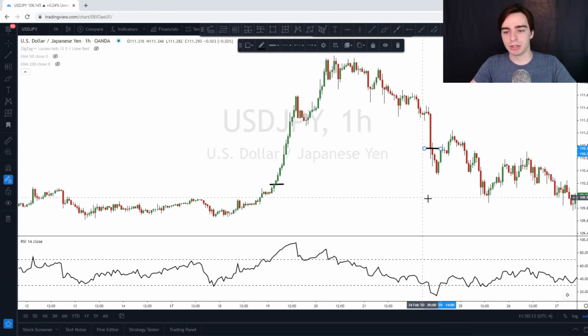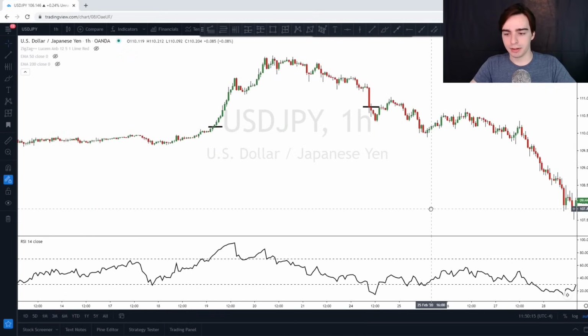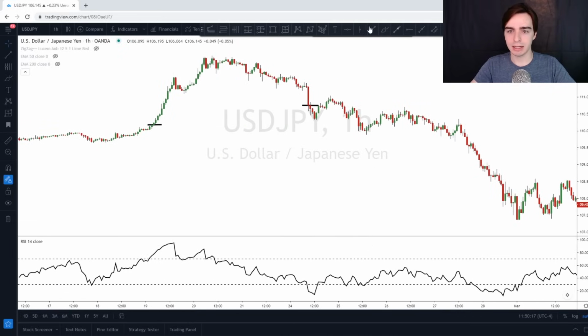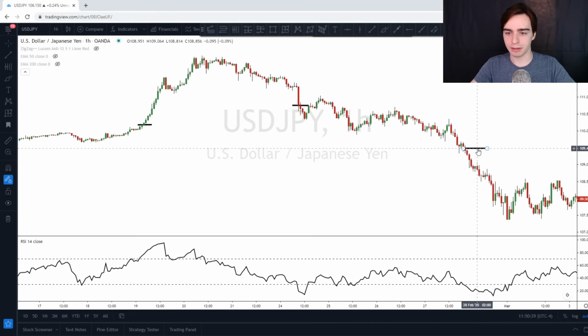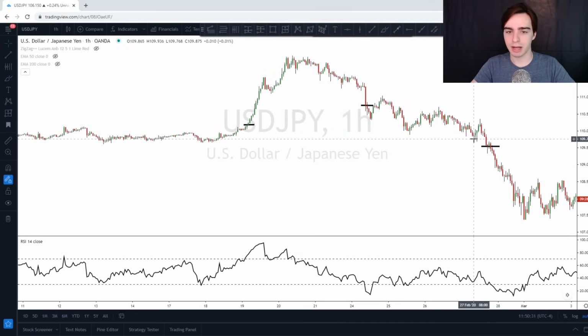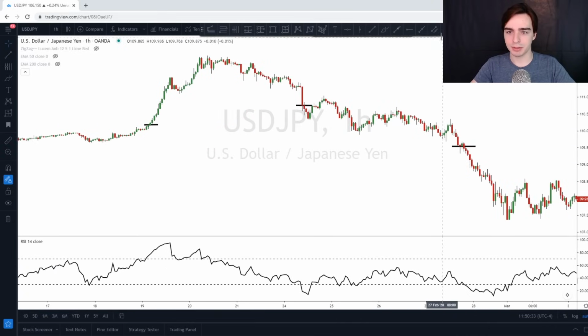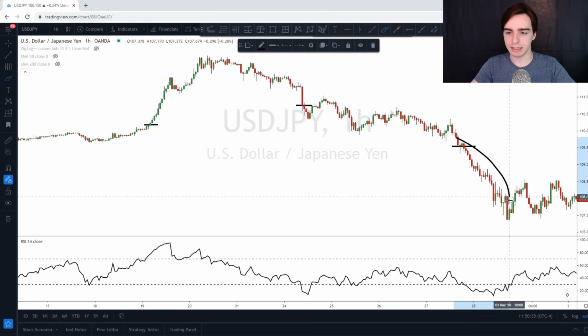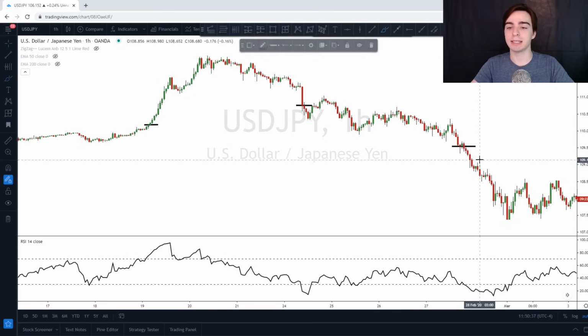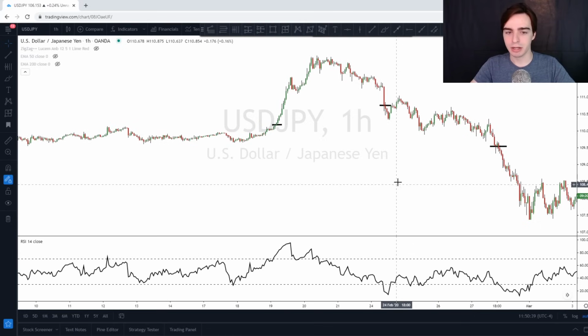Let's continue on, and again we buy whenever it goes below 30. So that's going to be right in here. Actually it would be a little bit earlier, right around here. We buy, and guess what happens? Boom, we get a continuation all the way down, and we get stuck with a big loser.